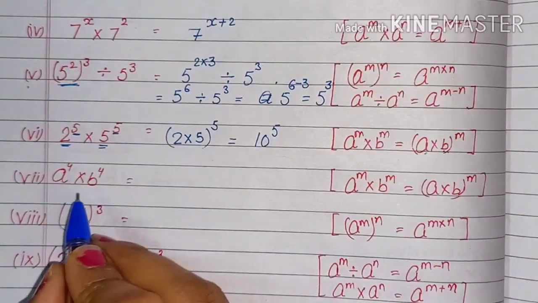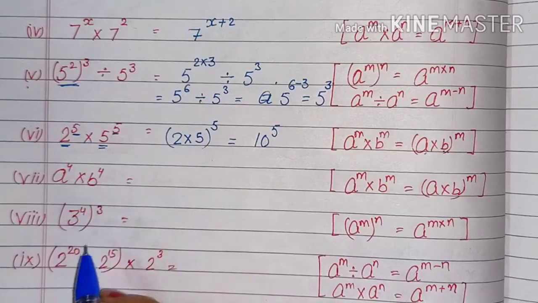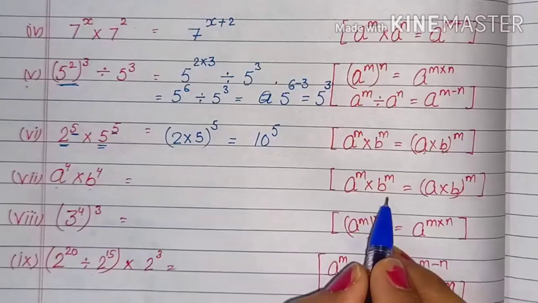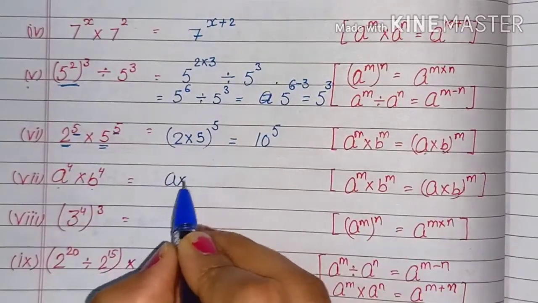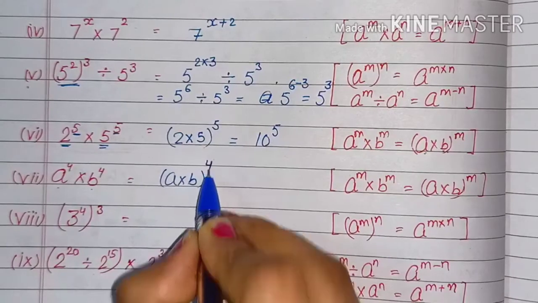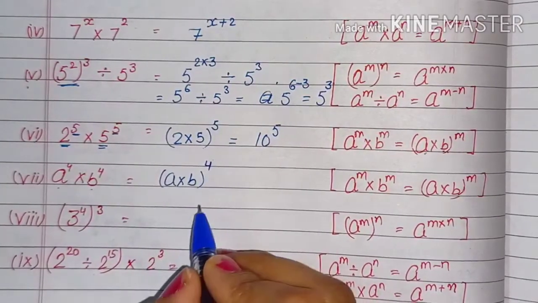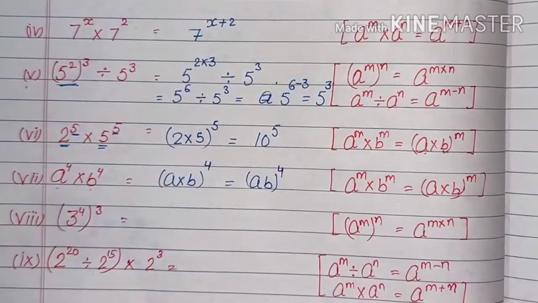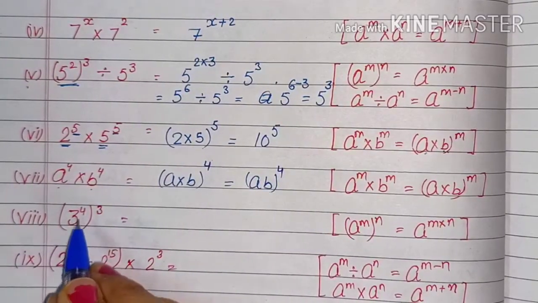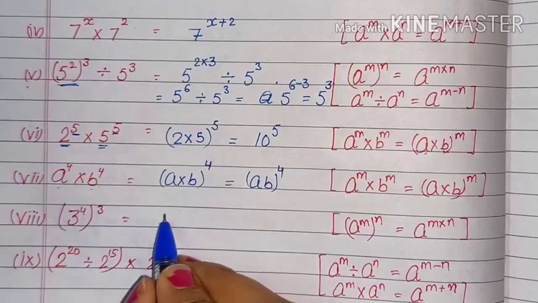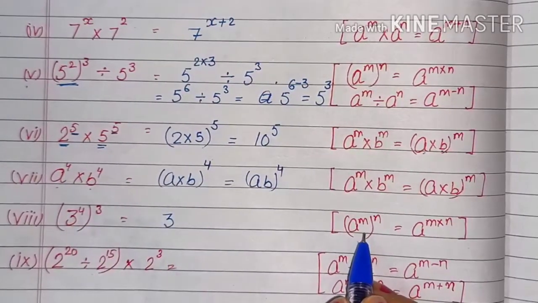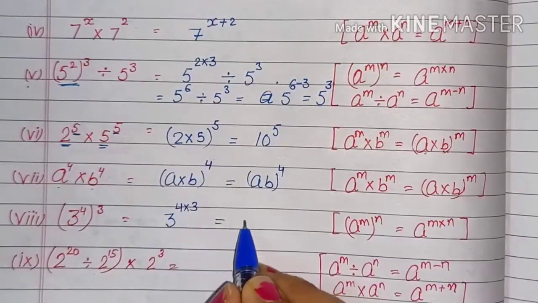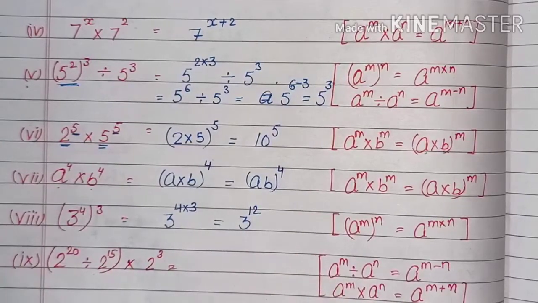In the seventh part we have a raised to power 4 multiplied by b raised to power 4. The bases are different, the exponent is the same, multiplication, then keep the power the same. Use this law that first multiply the bases and then take the power. So here a multiplied by b raised to power 4, or it can also be written as ab raised to power 4. In the 8th part we have 3 raised to power 4, of power 3. Now to solve this we will use this law: if power of power, then multiply the powers. 4 into 3, so it is equal to 3 raised to power 12.